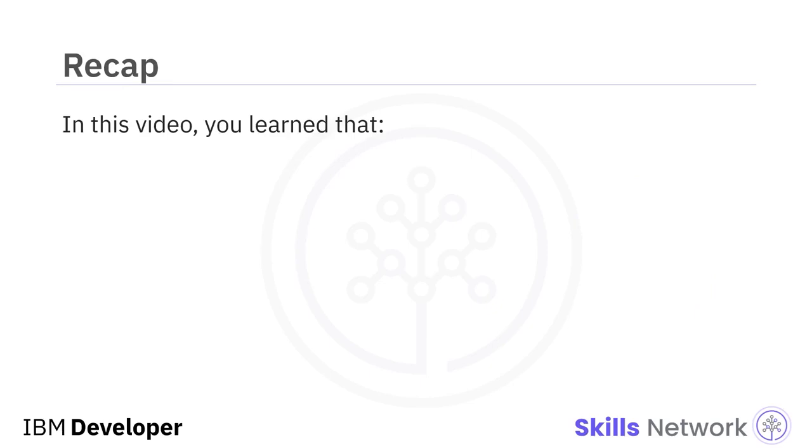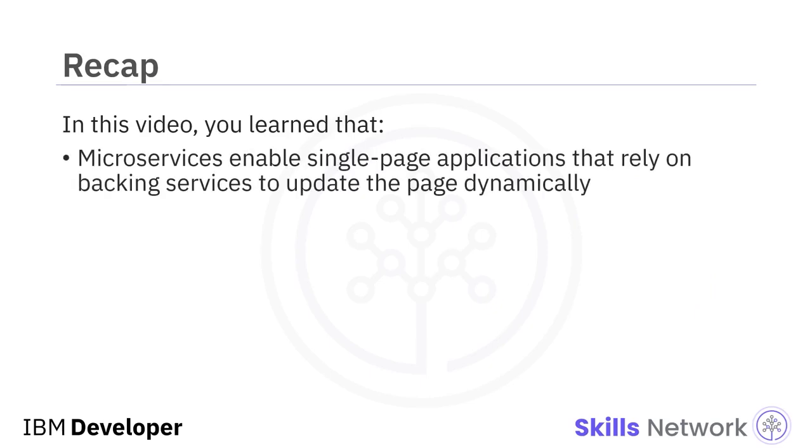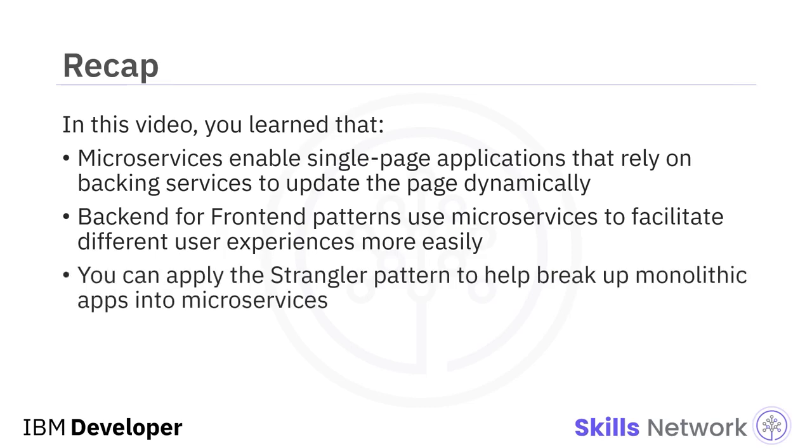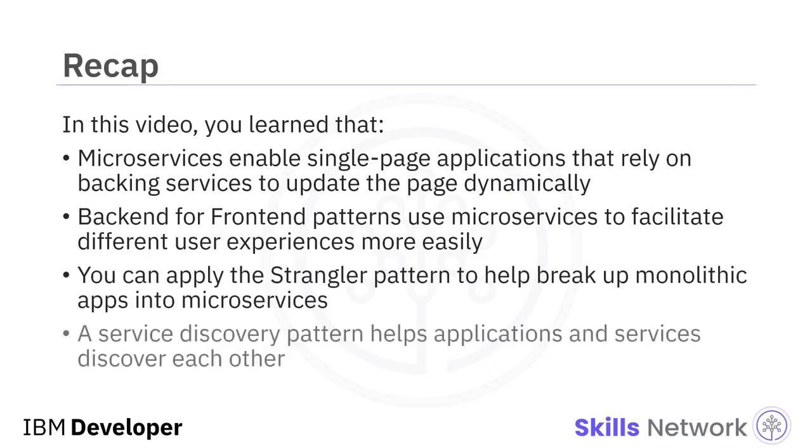In this video, you learned that microservices enable single-page applications that rely on backing services to update the page dynamically. Back-end for front-end patterns use microservices to facilitate different user experiences more easily. You can apply the strangler pattern to help break up monolithic apps into microservices. And a service discovery pattern helps applications and services discover each other.